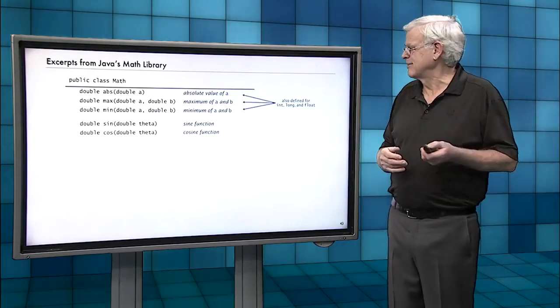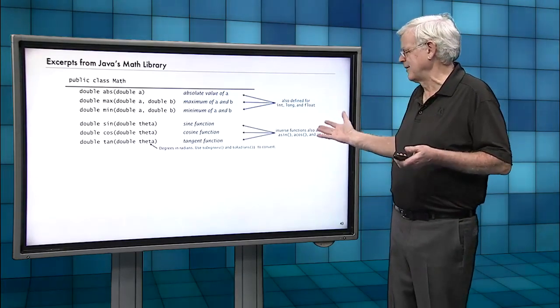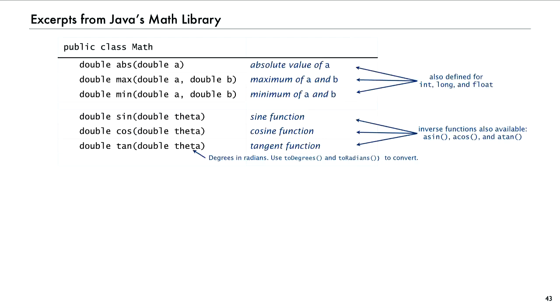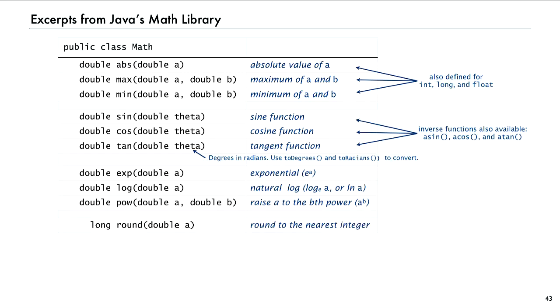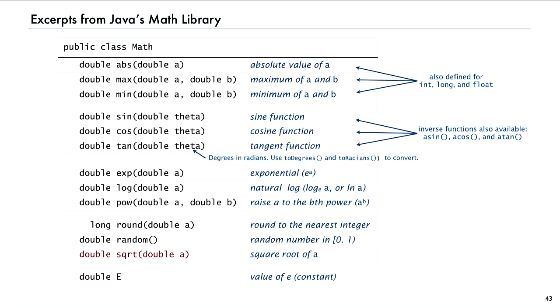You can compute the sine function or the cosine or the tangent or the arcsine and so forth. And it's done in radians, but there's functions to convert back and forth to degrees. There's the exponential function, there's the log function, which is a natural log. There's a to the bth power, there's round to the nearest integer, there's random, which gives a random number between 0 and 1, but less than 1. There's square root. We're going to actually talk about how we might implement the square root function later on. And you can get the value of e and pi.